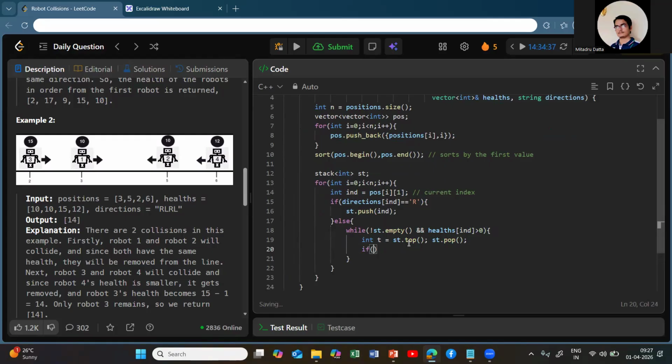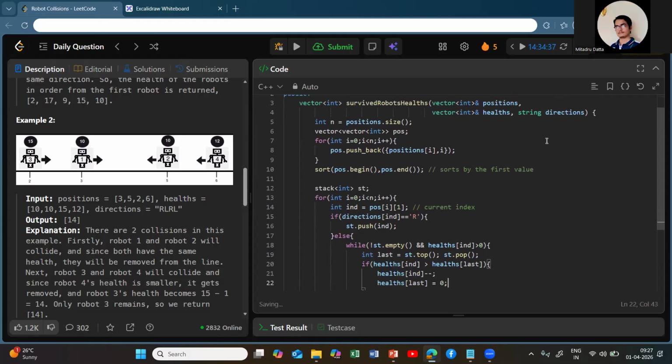Now I see what will happen if my current health, health of index, is greater than the health which is picked up from the stack. Okay, the last health. I can also mark this as the last index, the last index so far. What if my current health is greater? You already know, right? My current health will reduce by 1, and the health of this last value, I will just reduce to 0.